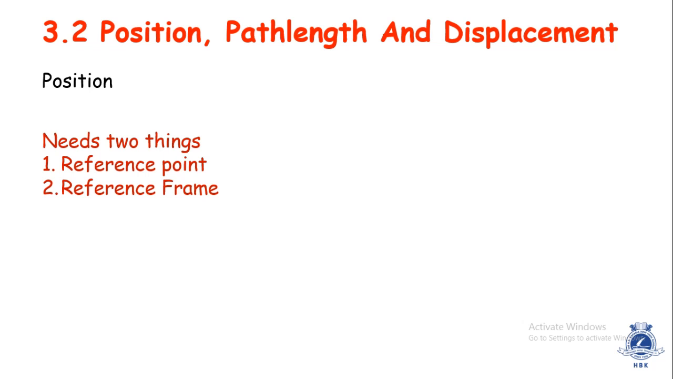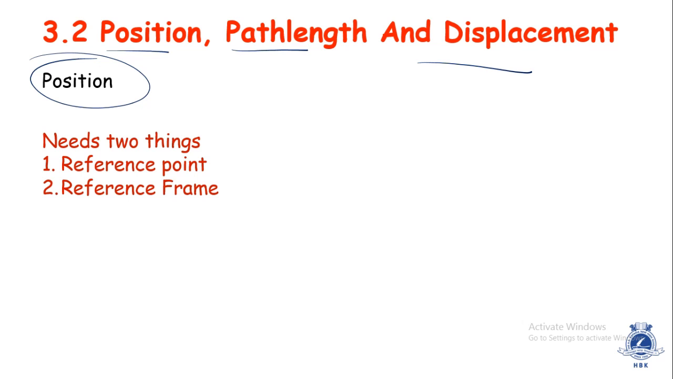Let's see next. We have to go through some different definitions also: the definitions of position, path and displacement. Let's see the first definition, position. Position needs two things. It needs a reference point, and it also needs a reference frame.